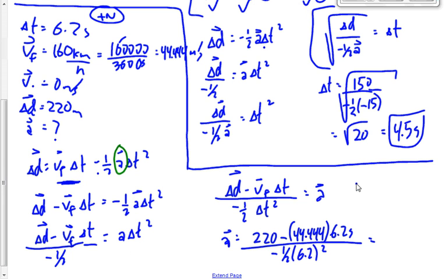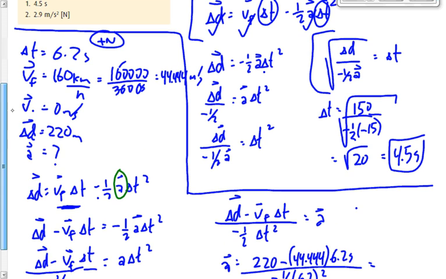Is that the answer they give me? 2.9. 2.9 meters per second squared. Who got that? That's a tricky question. Anybody else use a different equation? A different way to do this? I'm curious, was there an easier way to do this? Liam, was there an easier way to do it? What did you do? Dustin?